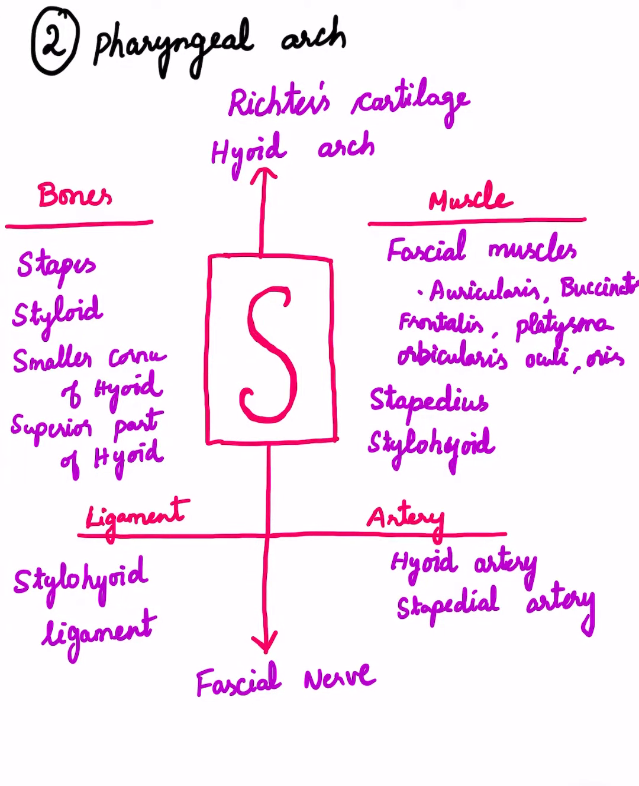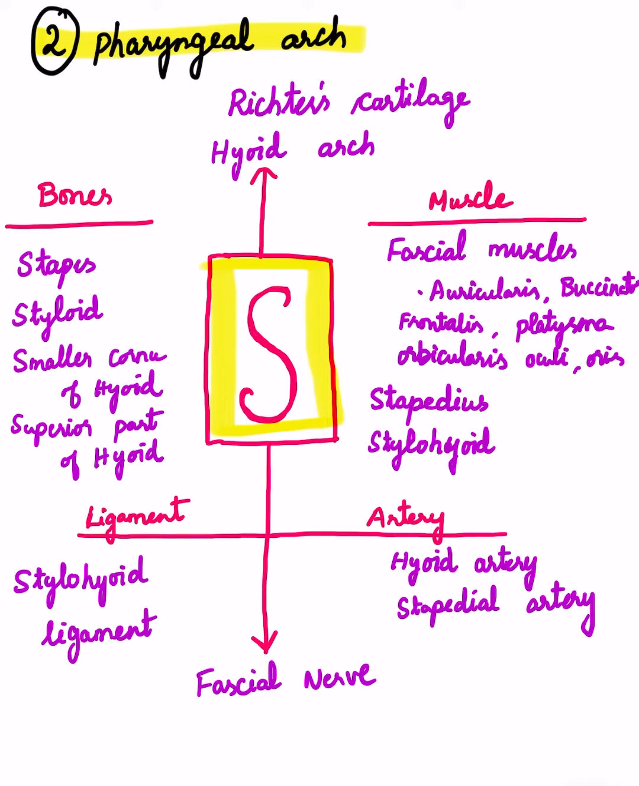Let's learn about the derivatives of the second pharyngeal arch. All the derivatives of the second pharyngeal arch, that is bone, muscle, ligament, artery and nerve derivatives, are remembered with the mnemonic, the letter S. From the letter S, we can get all the derivatives of the second pharyngeal arch.